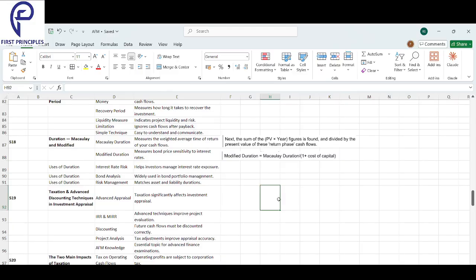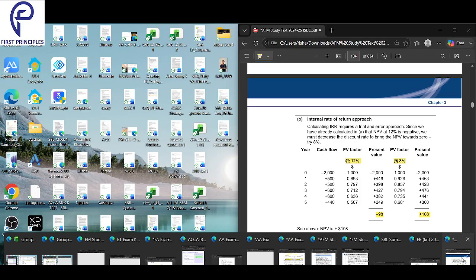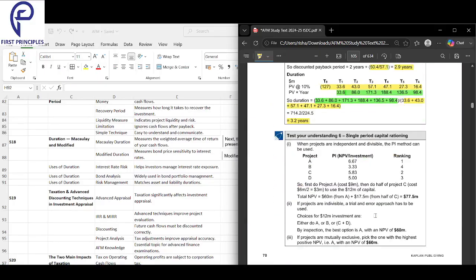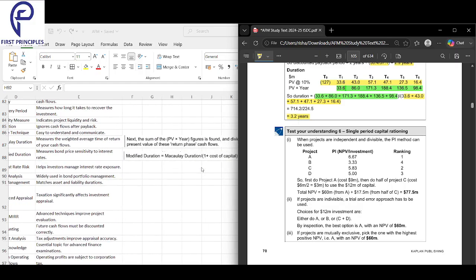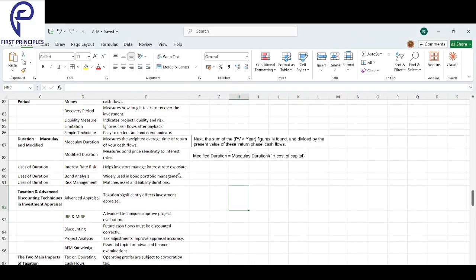In this sum that we have done, you take 3.2 divided by 1.1, since the cost of capital is 10%, so 1 plus 0.1 is 1.1. You'll get your modified duration. That is how we'll look into this and we'll keep it at this. To close this chapter, I think we'll be able to tomorrow.